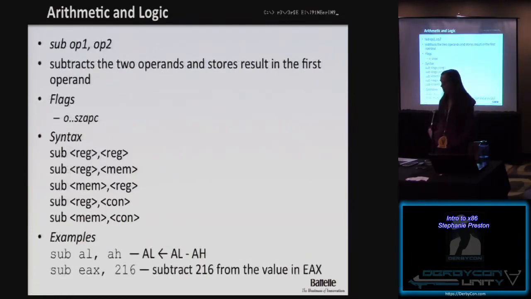So subtract. It does the same thing. I have two operands. It subtracts the second operand from the first and stores the result in the first operand. I can do it between two registers, so I can subtract the top 8 bits of the lower 16 bits of the A register from the lower 8 bits and store that into AL. I can subtract a constant.